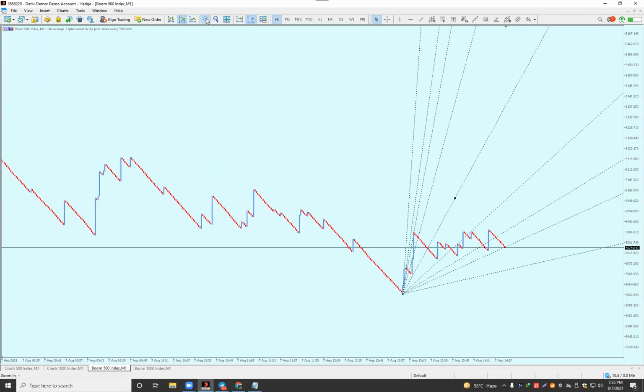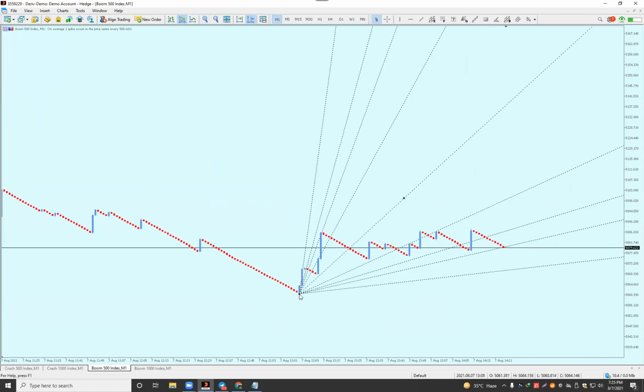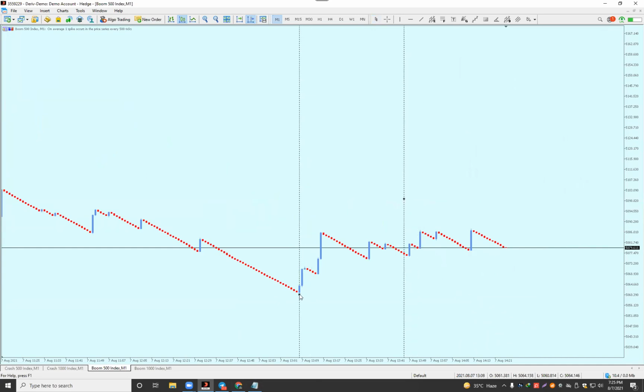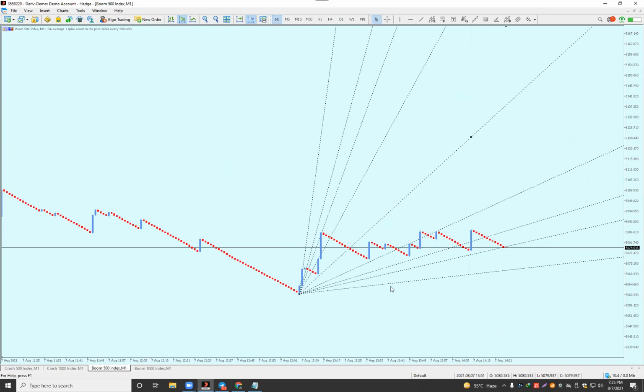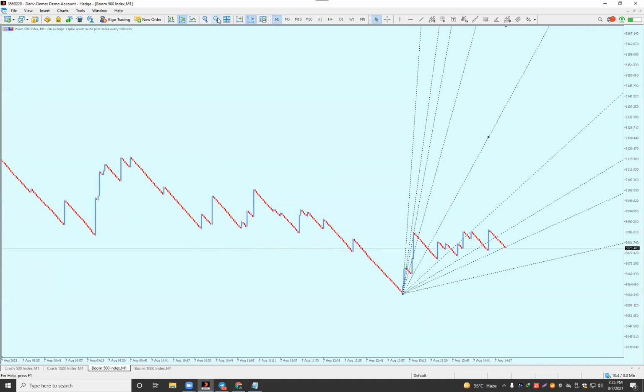I select the lower low point, which is this point. That is the lower low point. And then I drag to the current price. This is the current price. See now, these levels are what? This is one kind of trend lines. And it is giving you the resistance area or support area.